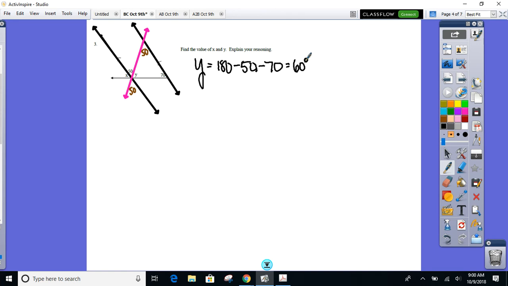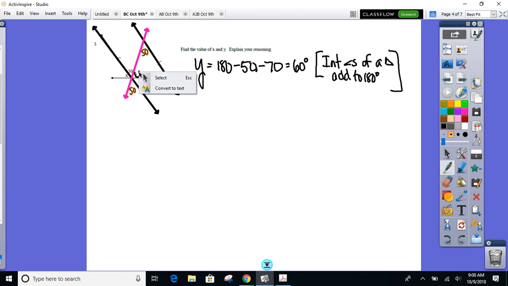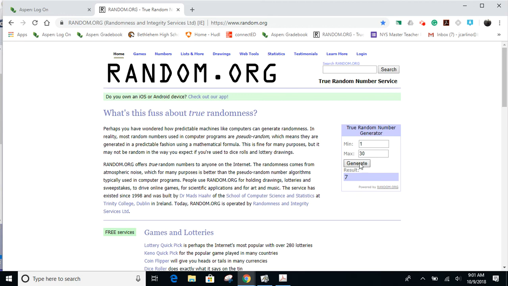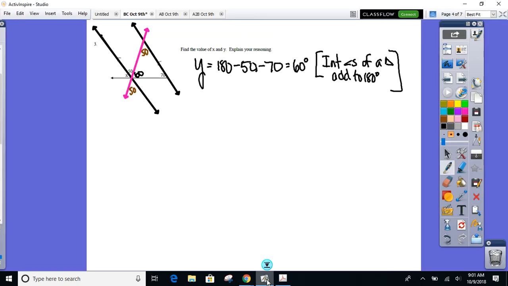How did we find that? Because we need to explain our reasoning here. Interior angles of a triangle add to 180, that's fine. And then something with x now that I know that's 60. Here we go. Thoughts? What do you got for me? Any thoughts on how to get to x now?